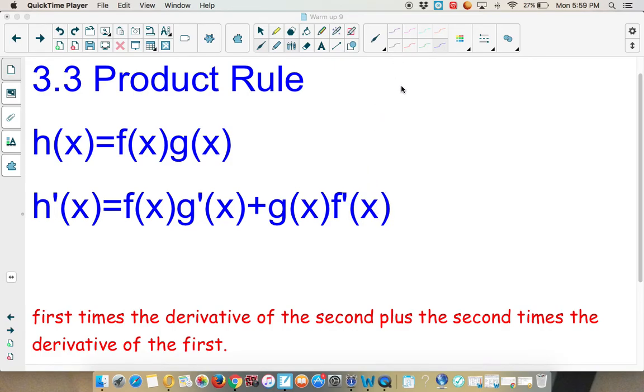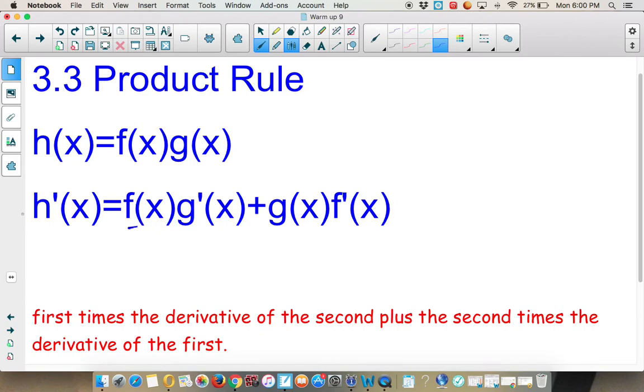All right, the next part of the lesson is to teach you your new derivative rule today, which is your product rule. It's when you have two functions multiplied by each other. To take the derivative, you're going to do the first times the derivative of the second, and then add it. It's plus. People tend to forget the plus. The second function times the derivative of the first.